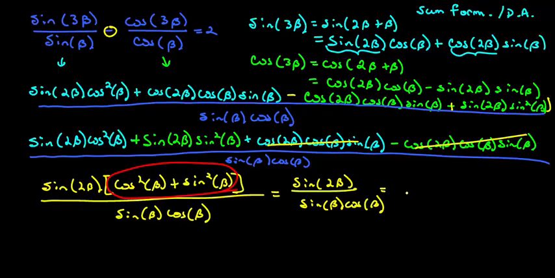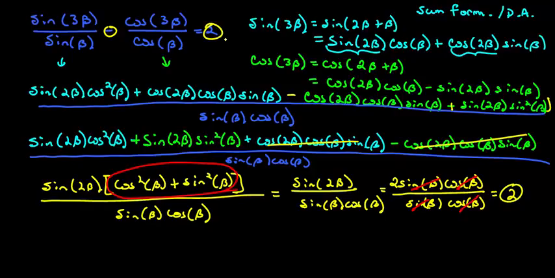Now the sine of 2 beta is equal to 2 sine beta cosine beta, and that's still over sine beta times cosine beta. So these all cancel, and you are left with just the number 2, which is what we wanted.